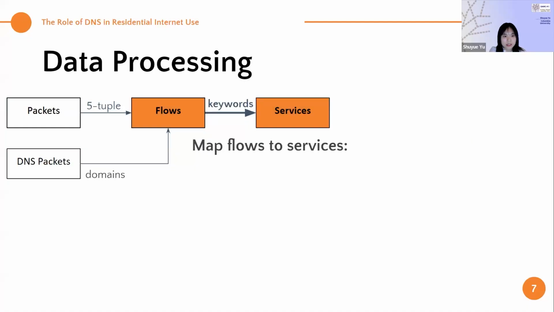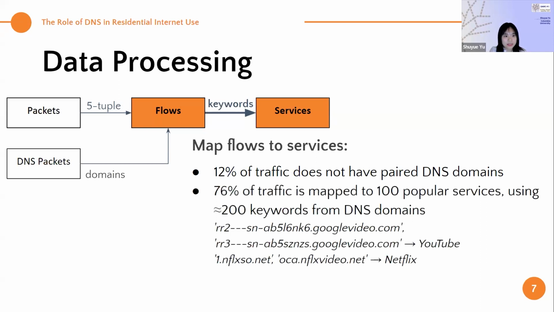Our analysis concerns how users interact with internet services. Different domains may contribute to the same service. So based on the domains that flows pair with, we annotate flows with corresponding services. 12% of traffic in our dataset does not have paired DNS domains. 76% of traffic is mapped to 100 popular services using approximately 200 keywords from DNS domains.